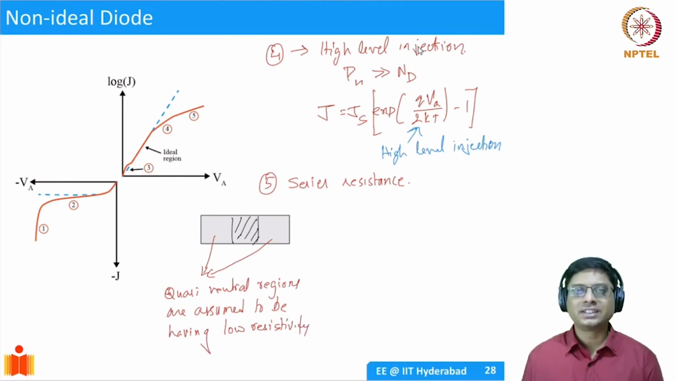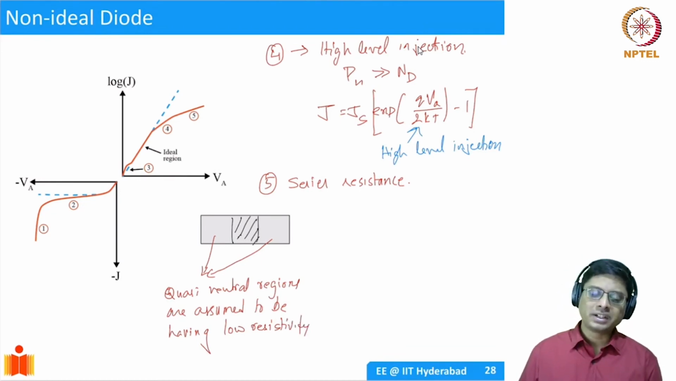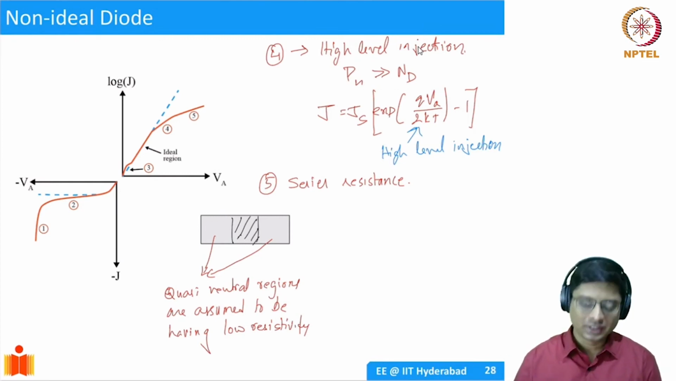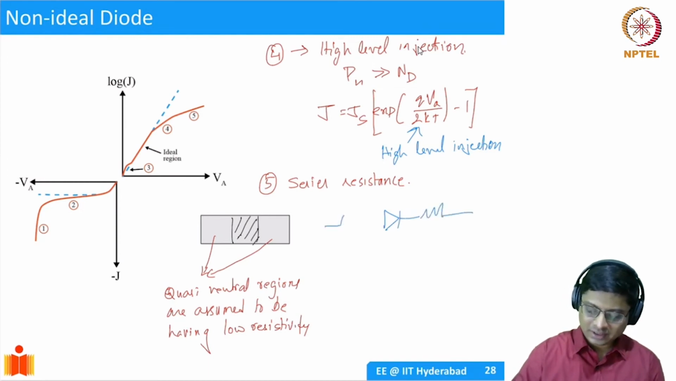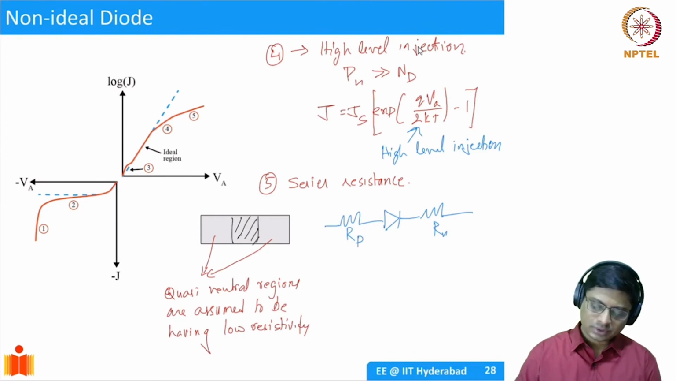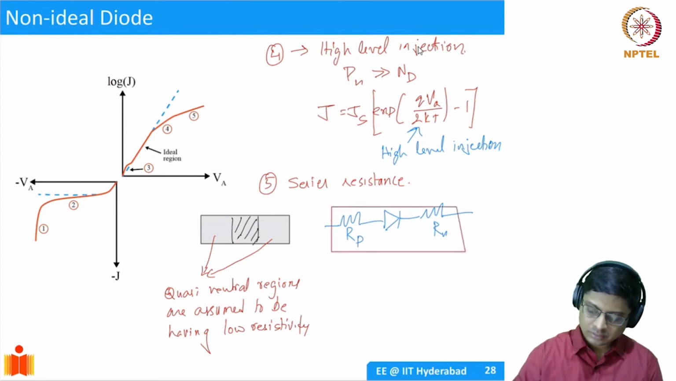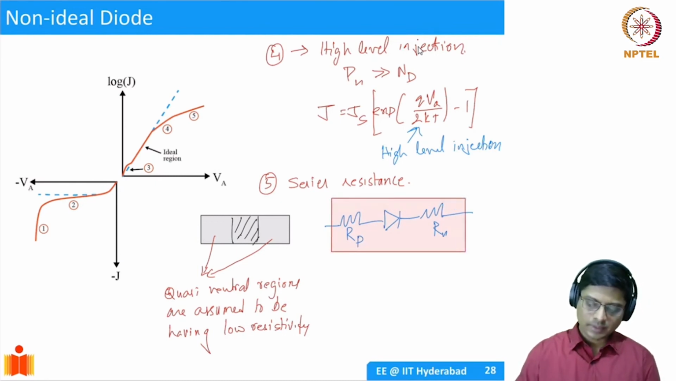Well, it's a reasonable assumption for many cases, but the moment you go to very high currents, right, as you go to high voltages, you're getting into high currents. When you have high currents, effectively the diode turns out to be, in addition to this simple diode, an additional series resistance. So this is going to be Rp and this is going to be Rn. So this is my equivalent circuit of the diode.